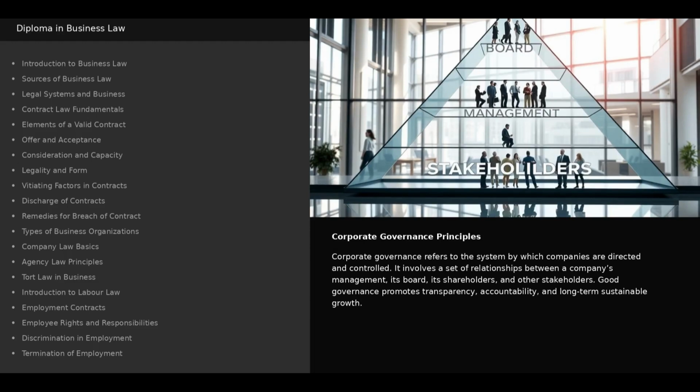Corporate governance principles. Corporate governance refers to the system by which companies are directed and controlled. It involves a set of relationships between a company's management, its board, its shareholders, and other stakeholders. Good governance promotes transparency, accountability, and long-term sustainable growth.